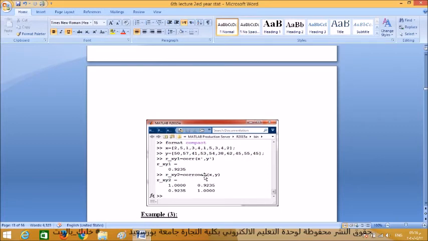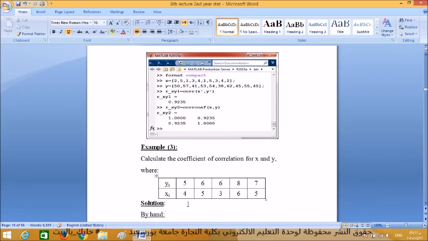Using corrcoef, the result is a matrix, not a single number. This one means the correlation between x and x, and this is the correlation between y and y. So the correlation between any variable and itself equals 1. Here is the perfect relationship of the variable with itself. The correlation of x with y equals 92%, as you see, right?